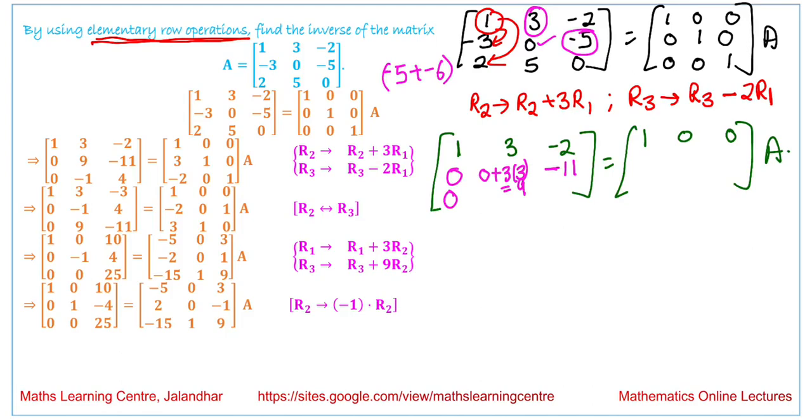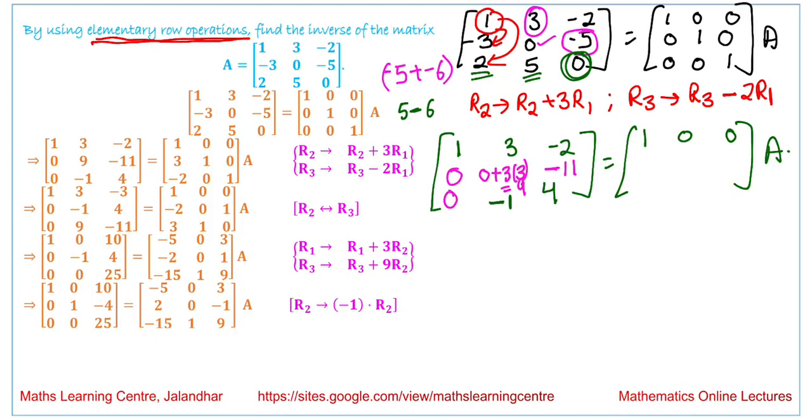Similarly for the next row, this 2 will become 0. We have 5 over here. The operation we are applying is 5 minus 6. The answer is minus 1. Next, on this element we are talking about, it is row 3, 0 plus 4. So this element will be 4 over here.